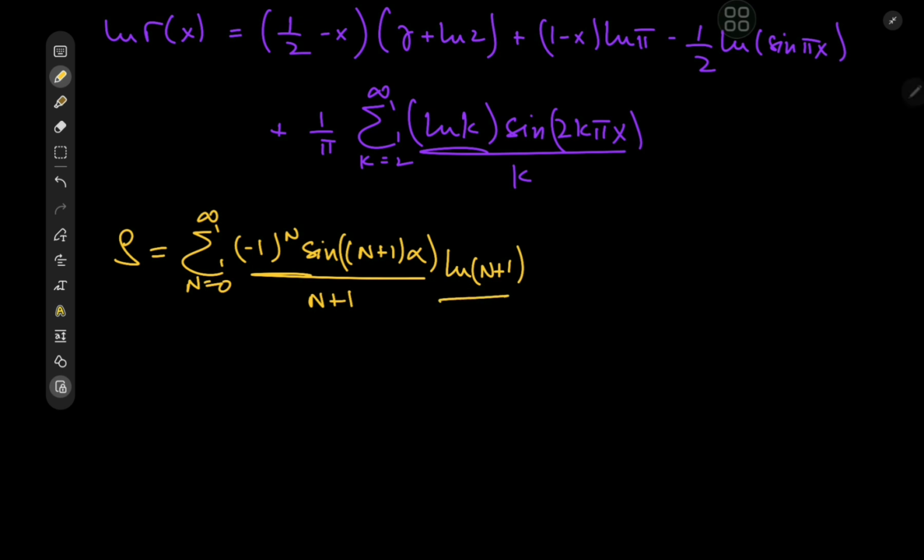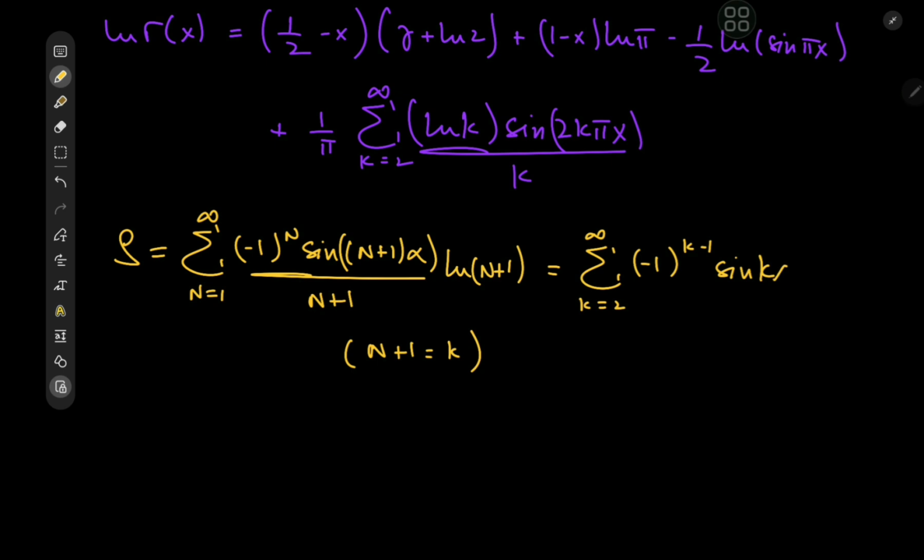0, and for that term we have log 1, which is 0. So we start our sum at n equals 1 instead of n equals 0, and then under the transformation, letting n plus 1 equal to k, we would have the sum over k from 2 to infinity of negative 1 to the k minus 1 of sine of k alpha divided by k times log k.